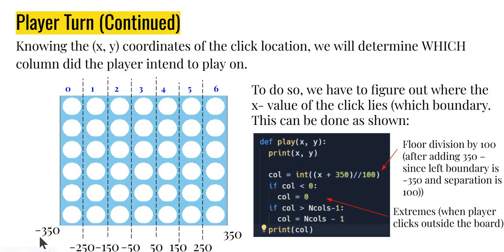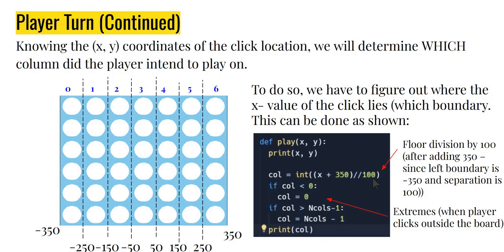Remember, the x value here is minus 350 and the x value here is plus 350, and each of these circles is separated by 100. And in fact, we can use this fact. Given that I know where the x is because that's where the click has happened, I can add 350 to that. So that's basically saying shift it all by 350 and then do a floor division by 100.